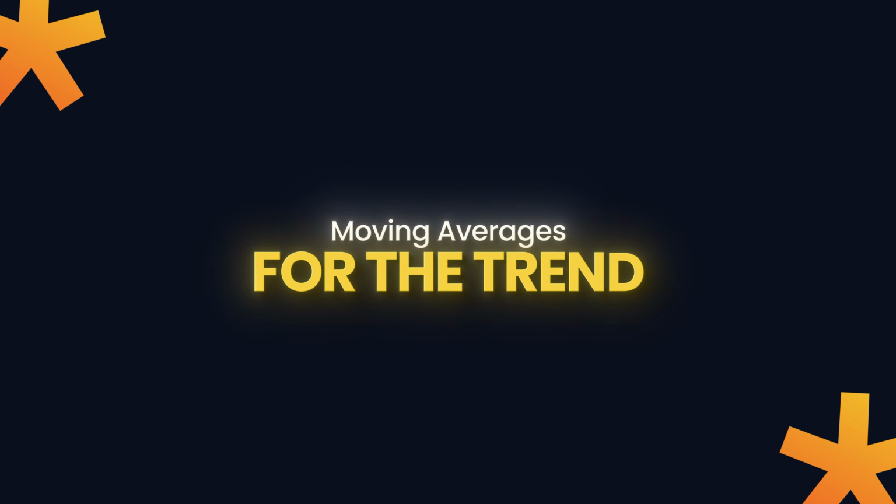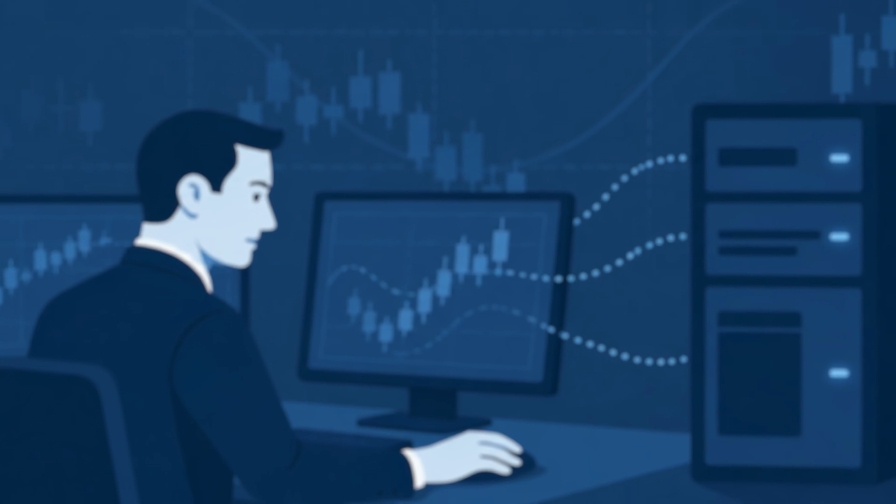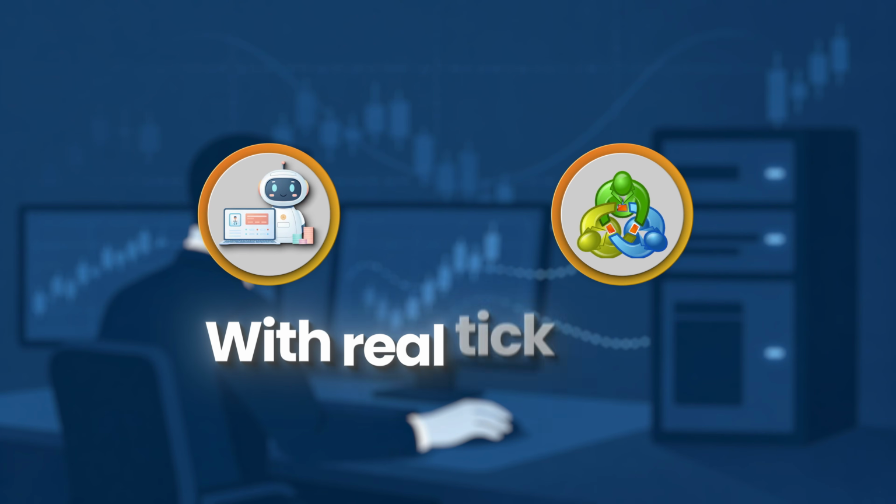Moving averages for the trend, a stochastic for timing the market. Very simple and clean. So instead of arguing with the screen and backtesting it manually, taking days and days, I did the only thing that settles it. I built an expert advisor to test it on MT5 with real tick data and let 3 years of history tell me the truth. And that's where it gets interesting.